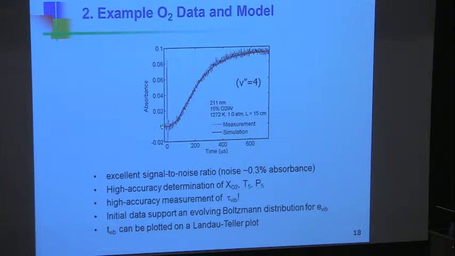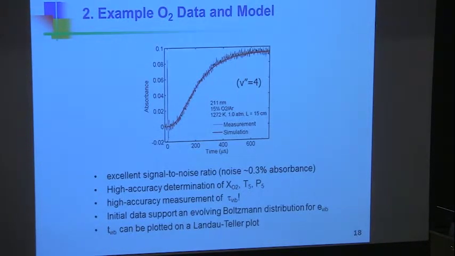Here's a measure of absorbance versus time at a case where we had 15% oxygen and argon. So we mix up a known sample of gas, put it in a shock tube, heat it to a known temperature of 1272 Kelvin. And we're measuring now the absorbance in V double prime of 4. It's initially 0. Now, it takes a little bit of time, but gradually it builds up. There's kind of an induction time here.